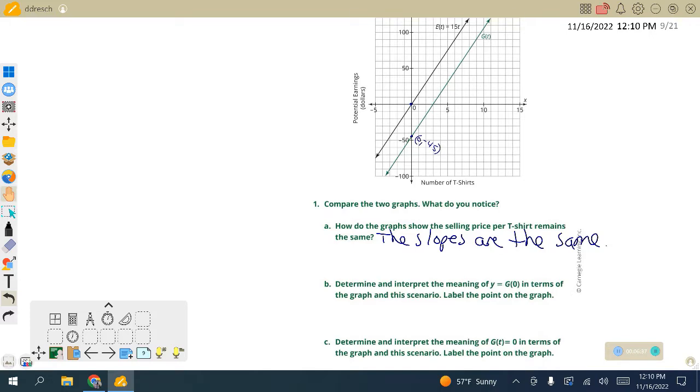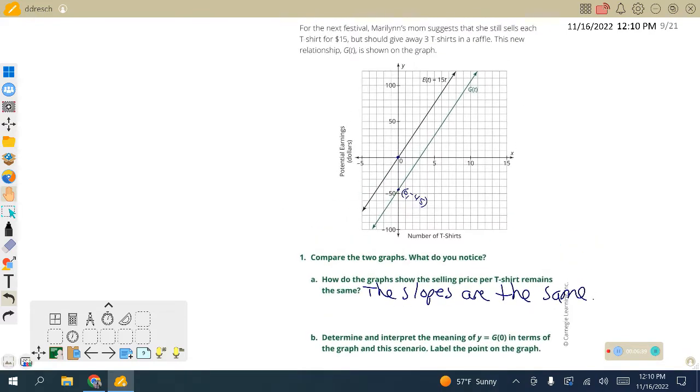When we look at these two graphs right here, we have two equations. We've got E of t and we've got g of t. Yesterday is what we call our E of t graph. Today we're going to call it g of t just to give it a different name because it is a different graph. So usually we just use obviously different letters for that. E, G, F, whatever the case is.